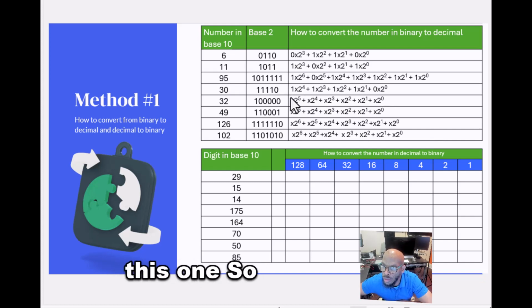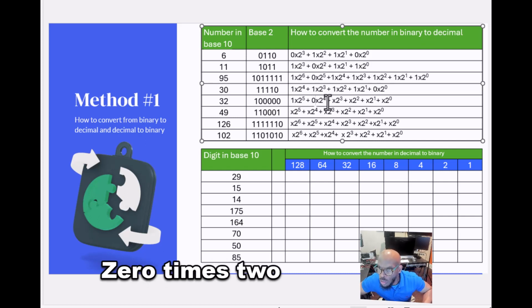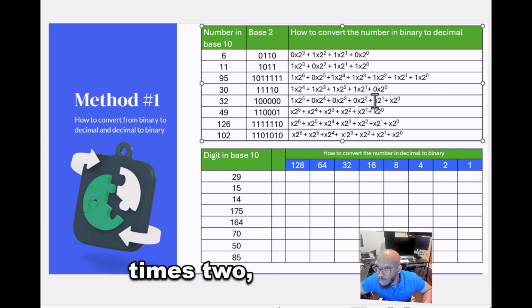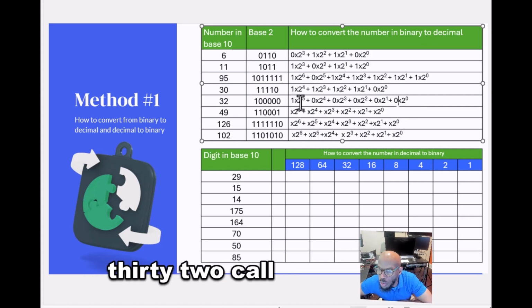So let's do this one. You're going to put that 1 right there. Put your 1 right there. 1 times 2 to the 5th plus 0 times 2 to the 4th plus 0 times 2 to the 3rd, 0 times 2 to the second, 0 times 2 to the first, plus 0 times 2 to the 0. Since this is in the 32 column, it would be 1 times 32, so that'd be 32. So that's how we got 32.